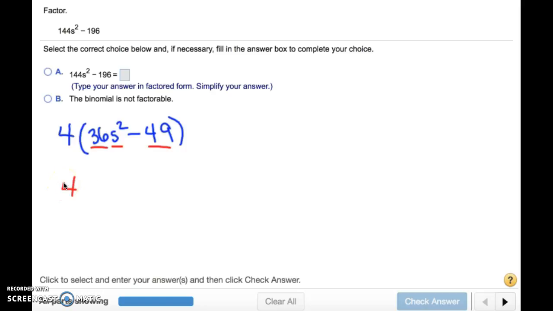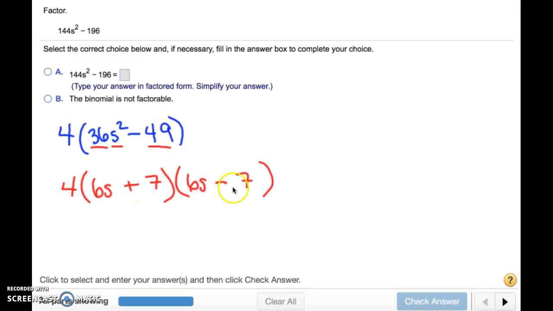So I have that 4 that's still on the outside. And the way I write my answer is it's going to be 2 sets of parentheses. And I take the square root of 36, which is 6, and that goes at the beginning of both sets of parentheses. I take the square root of s squared, and that goes with the 6. Now, for this to be minus, I need one of these sets of parentheses to have a plus and one to have a minus. And then I do the same thing here. The square root of 49 is 7. So the 7 goes in both sets of parentheses.